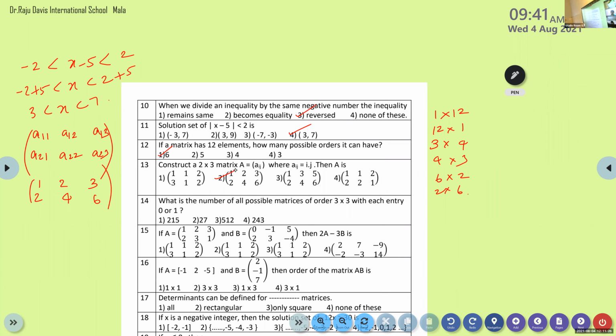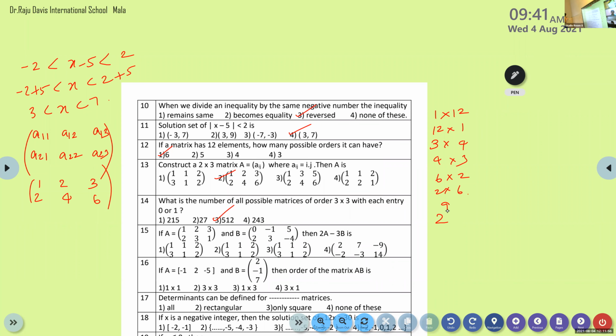Then how many possible matrices are possible with the entries 0 and 1? What is the answer? With zeros and 1, how many entries can be filled? 512, that is 2 raised to 9. Total 9 elements. In a 3 by 3 matrix, how many places are there? 9. So we will be able to fill in 2 raised to 9 ways.